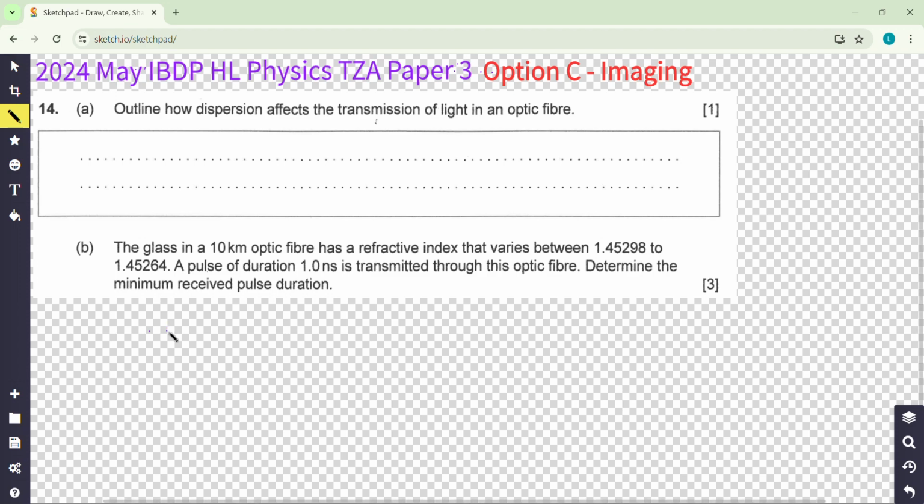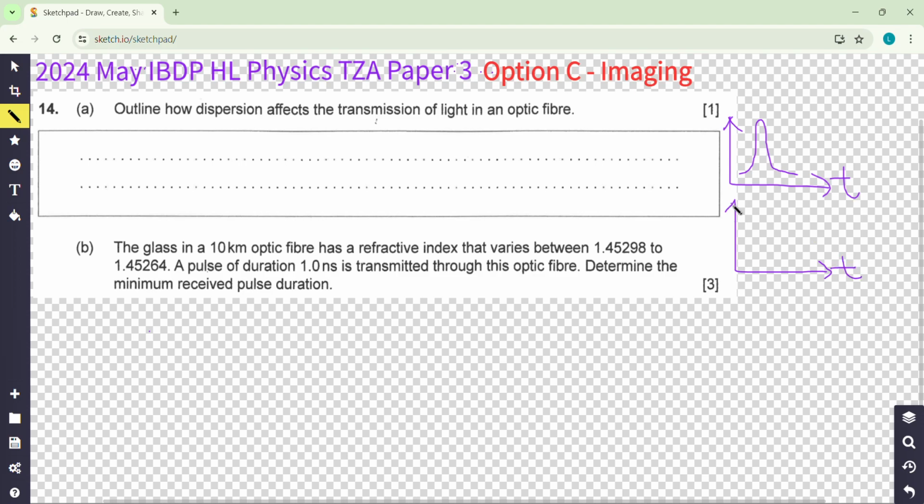Okay, physics paper 3, option C, imaging, question 14, a very short question. First, A and B are a little bit related. This outlines how dispersion affects the transmission of light in the optic fiber. Remember, in optic fiber, before, the pulse is very sharp, high amplitude, but later on, due to the difference of speed or path inside the optic fiber, it will spread out. The time will be different.